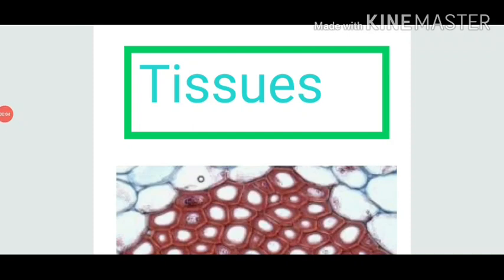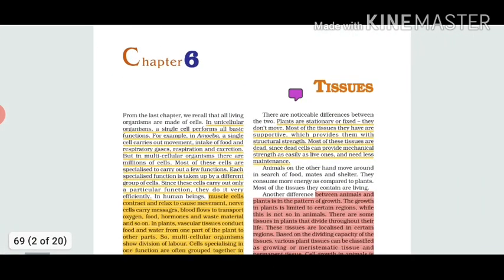Myself Neeraj, and today we will start chapter number 6, that is tissues. A tissue is a group of cells similar in structure that work together to perform a particular function. The term tissue was coined by Bichat in 1792, and the study of tissues is called histology. All the cells of a tissue have a common origin.